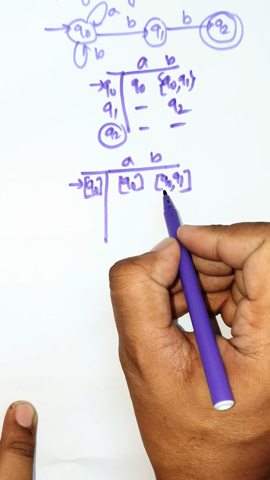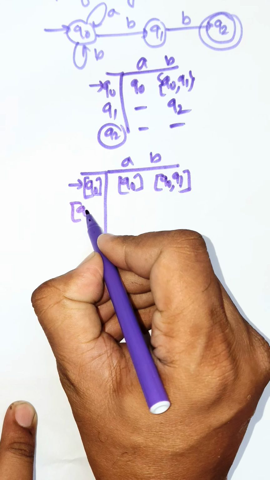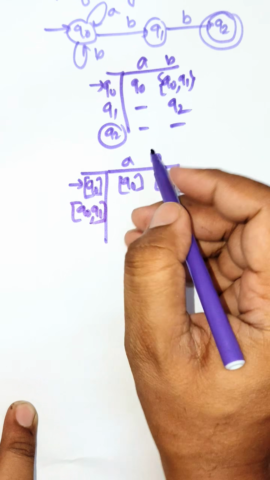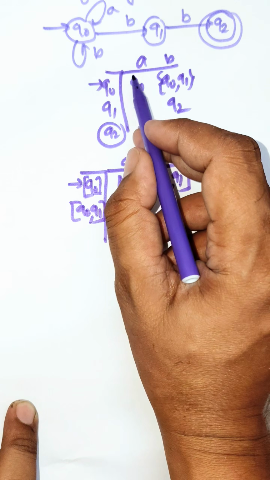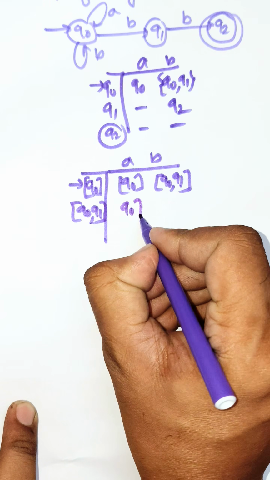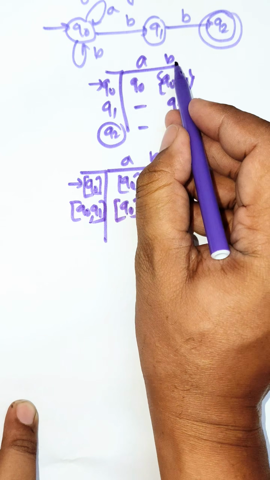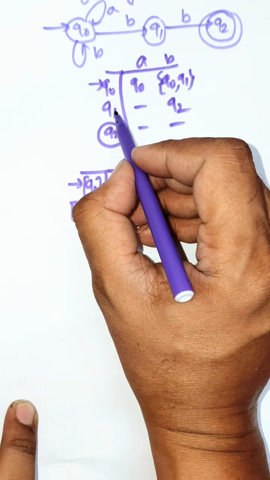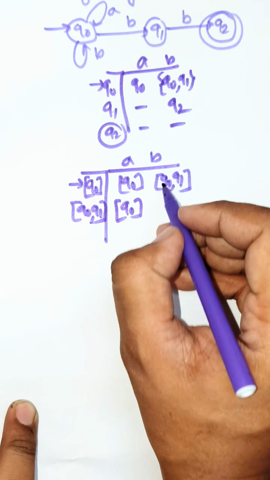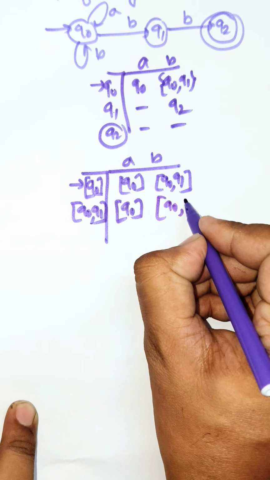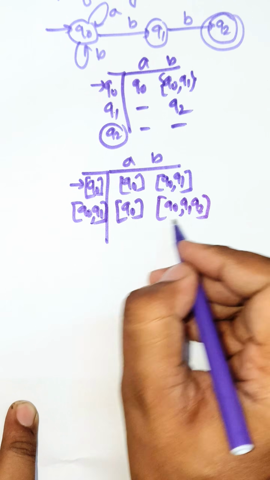Now we need to write the new state, that is Q0, Q1 is the new state. We need to apply Q0 to A is Q0, Q1 to A is empty, and the union of this is Q0. Now Q0 to B is Q0, Q1, and Q1 to B is Q2. The union of this is Q0, Q1 and Q2. Now this is the new state.